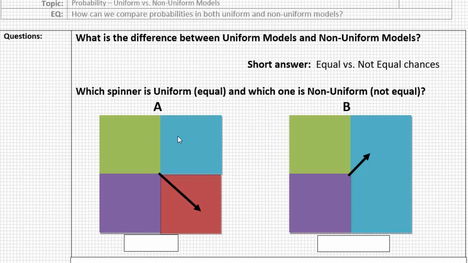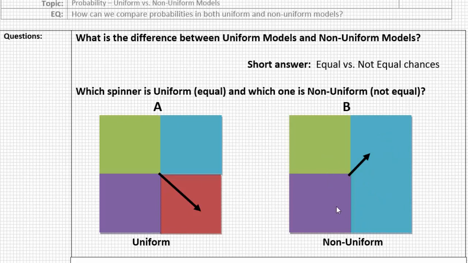Well, on spinner A, we have 4 possibilities, and they all seem to take up about 1/4 of the spinner. Over here, for spinner B, we have 3 possible outcomes. 2 of them take up about 1/4 of the spinner, but blue takes up half of the spinner. So which spinner, A or B, is uniform, and which one is non-uniform? If you said that A was uniform, I would agree with you, because all the 4 possible outcomes have an equally likely chance of getting spun. For spinner B, blue has a much bigger chance. It has half of the spinner, whereas green only has 1/4 and purple only has 1/4. Example B would be non-uniform because blue has a bigger chance than the other 2 possible outcomes.